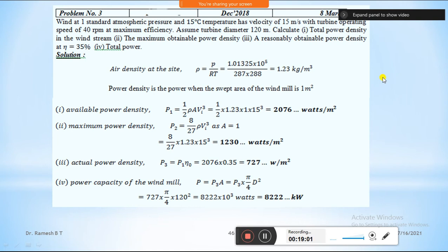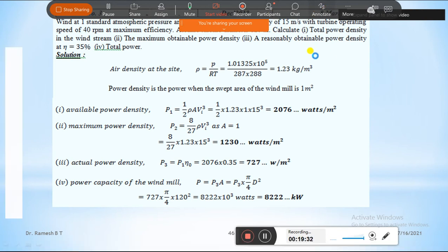So the velocity increases, the temperature decreases, and the pressure is the same, 1 atmospheric pressure, with the turbine operating at a speed of 40 rpm. They gave the n value, 40 revolutions per minute. From this we have to calculate the maximum efficiency, and assume the turbine diameter is 120 meter. From that we get the swept area. Efficiency is not directly given; instead they gave 40 rpm, and by using these data you have to calculate.